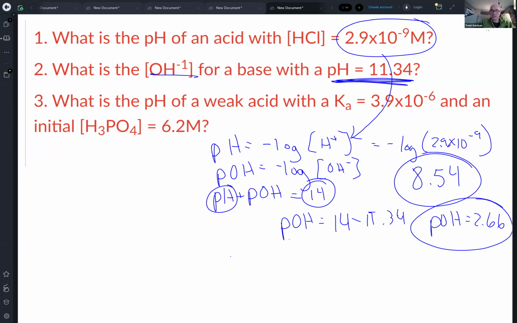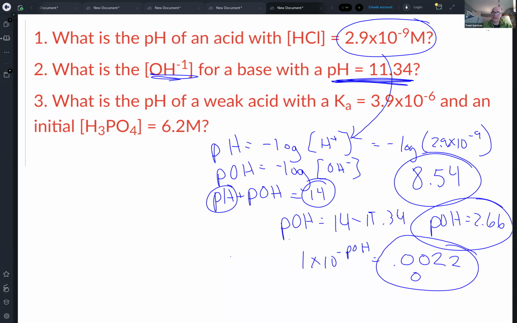Okay, so that's our pOH, but that's not what we asked for. We asked for the concentration amount. So what we have to do is the inverse of this log. That means we'll do 1 times 10 to the negative pOH. So we'll plug that into our calculator, 1 times 10 to the negative 2.66. Let's see, clear, inverse log, negative 2.66, and we get 0.0022. That's our hydroxide ion concentration. 0.022. All right, last question.